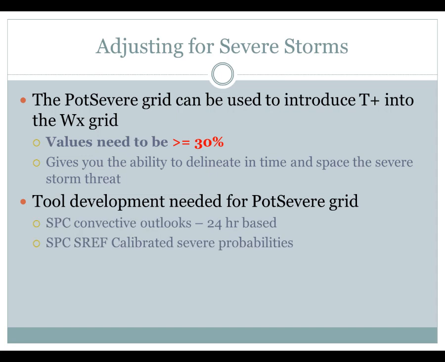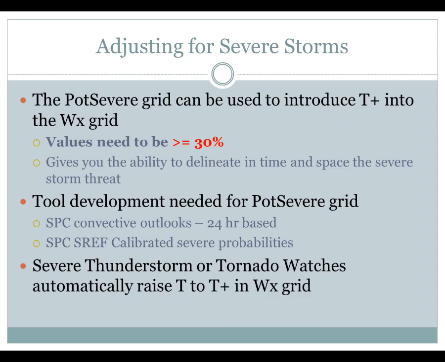There are a couple options that we could do with SPC convective outlooks, but they're 24-hour based. There are the SPC SREF calibrated severe probabilities, which are in Forecast Builder, but according to SPC they're still in their infancy, so they may not be the best to use either. However, should a severe thunderstorm or tornado watch go into effect for a portion of your CWA, the T will get automatically raised to T+ in the weather grid.